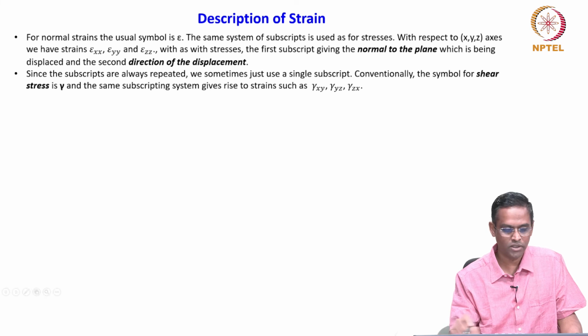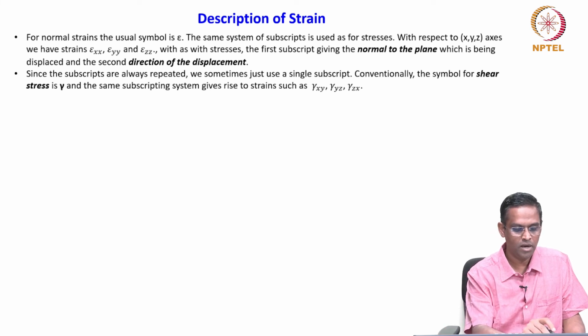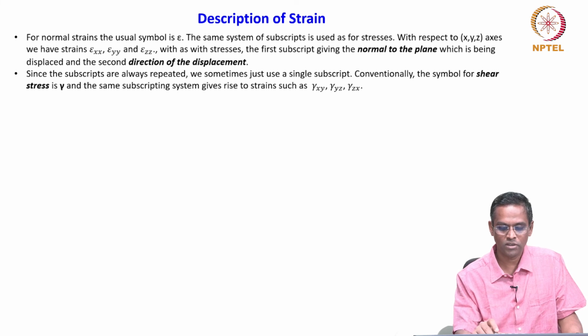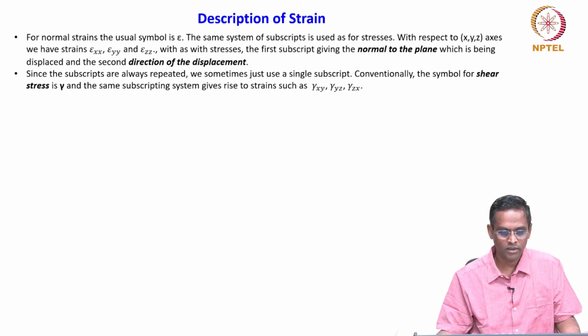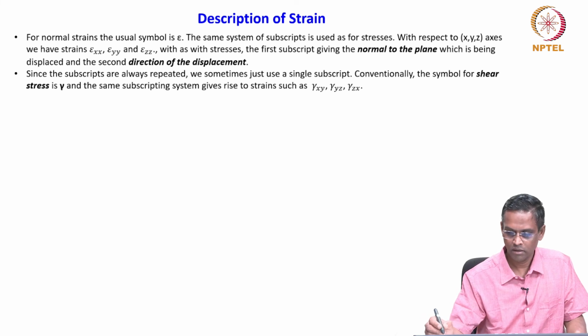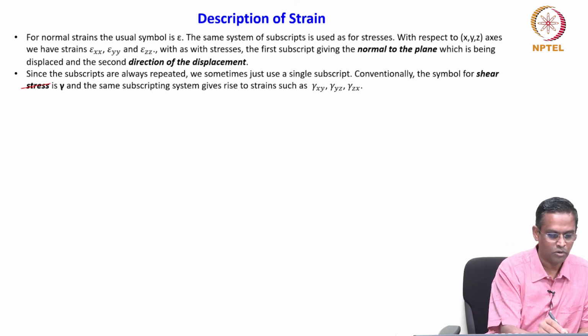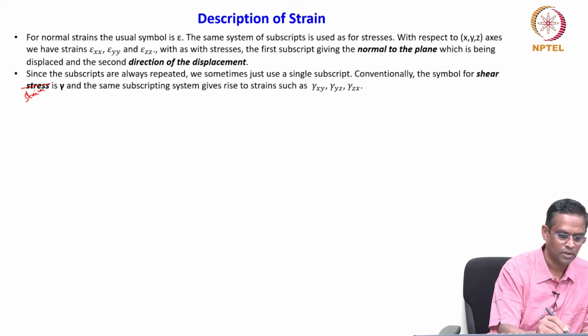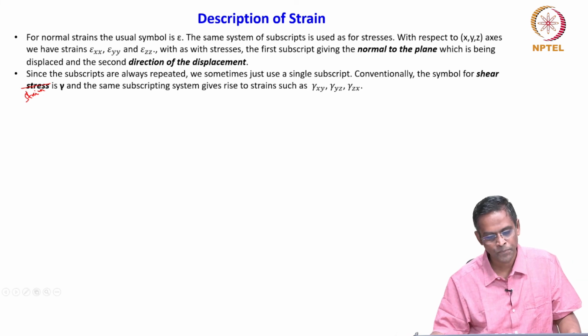Conventionally, the symbol for shear strain is gamma, and the same subscripting system gives rise to strains such as gamma xy, gamma yz, gamma zx. So, now we are looking at shear stress. Sorry, not shear stress, it is a strain. We are discussing strain. Sorry, there is a typo. Shear strain here. Okay.